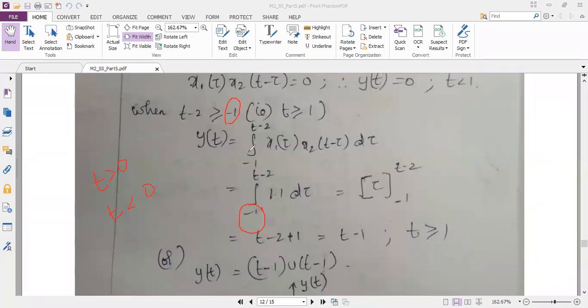So from minus 1 to t minus 2, and the amplitudes are 1 and 1 only for both the signals. x1 of t is also 1, x2 of t is also 1, because both are in unit step form. So it is just integration of d tau, which is tau. We are going to just substitute the limits. So when you substitute the limit, your answer is t minus 1. Is it fine? Everyone is getting this. It is very simple integration, but only substituting the upper limit and lower limit, you should analyze it.